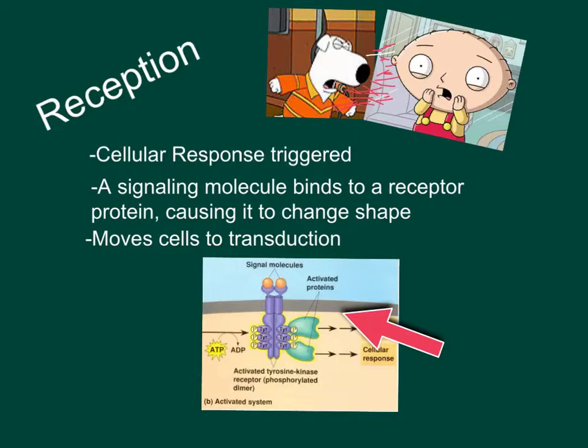Reception. Cellular response trigger. A reception is when a signaling molecule binds to a receptor protein, causing it to change shape. Reception is used to move the cell to transduction. Reception is the signal molecules outside of the cell which attract hormones. And for the sake of this video, we're going to use Brian yelling at Stewie as a reception. So Stewie is receiving his harmful words.